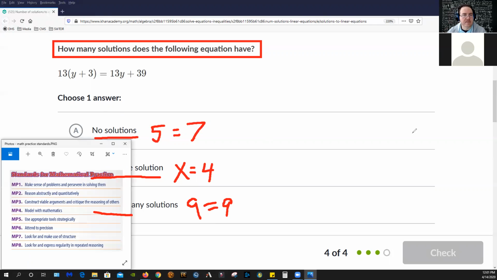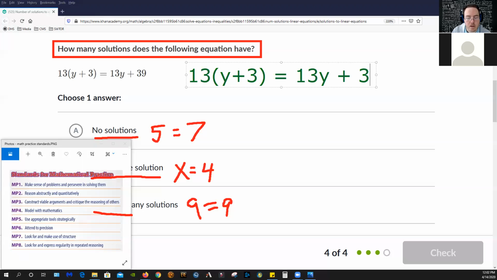Okay, so let's talk mechanics. First thing I'm going to do is rewrite my equation. So that's 13 in parentheses, y plus 3 in parentheses. I better scoot this over or I'm going to run out of room because of our pictures. Equals 13y plus 39. Let me check that. 13, y plus 3, 13y. Yeah, okay.